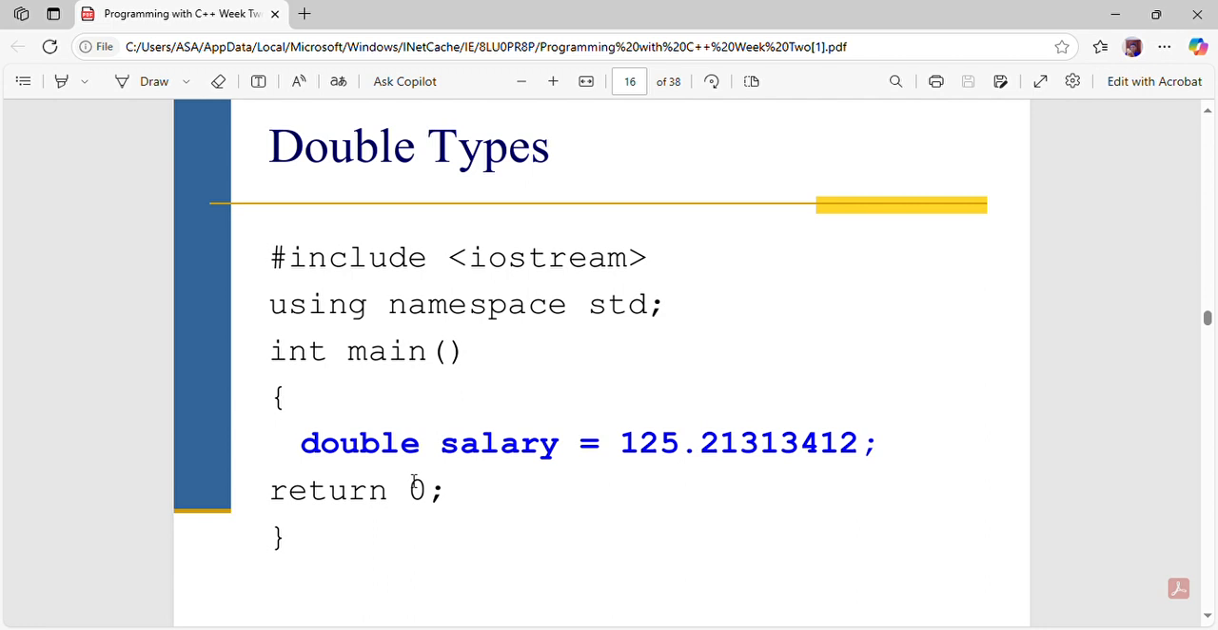So let's look at the double types, that's the decimal numbers with double precision. So we also have our main source code, and then double salary equals 125.213134 and so on. The difference between the double type and the float type is that the float type is just a decimal number with only single precision, and the double type is the one with double decimal precision.